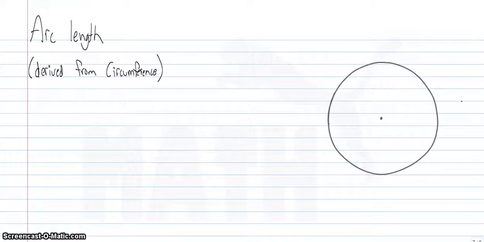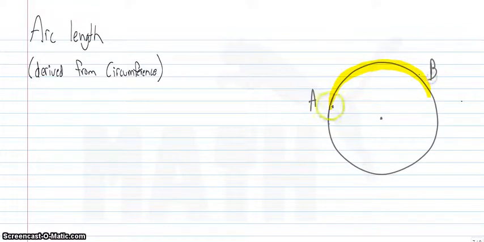This is section 10.2, part 2, and we'll be looking at arc length. The arc length would be the unbroken fraction of a circle. So instead of doing the entire circumference of a circle, I could just do part of that circumference, and we call that the arc length.